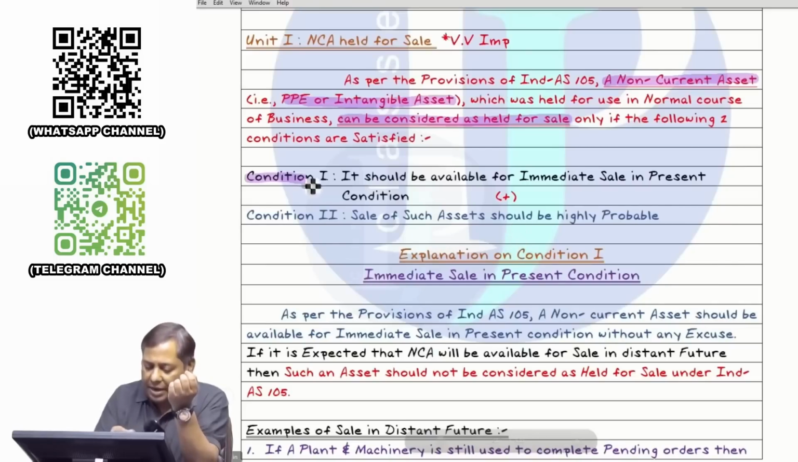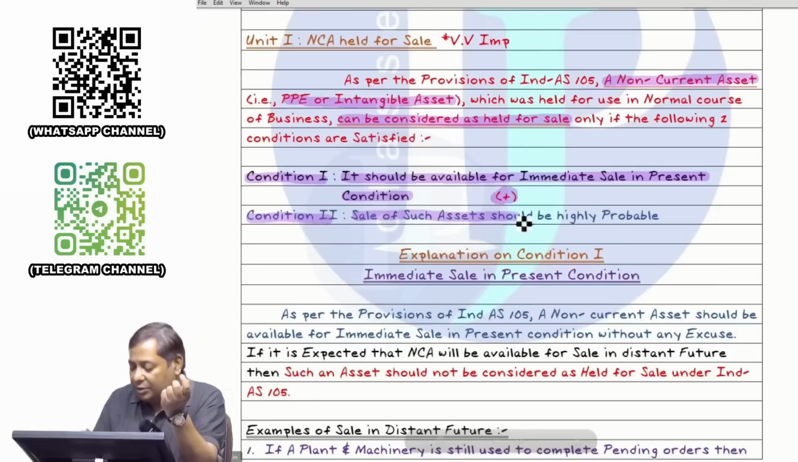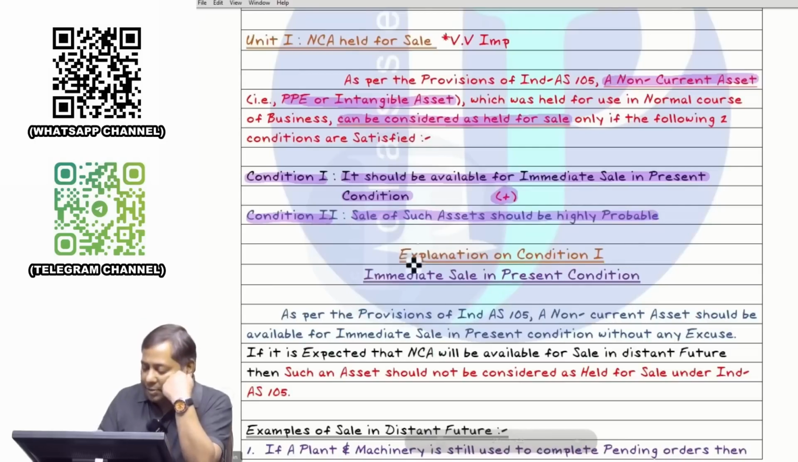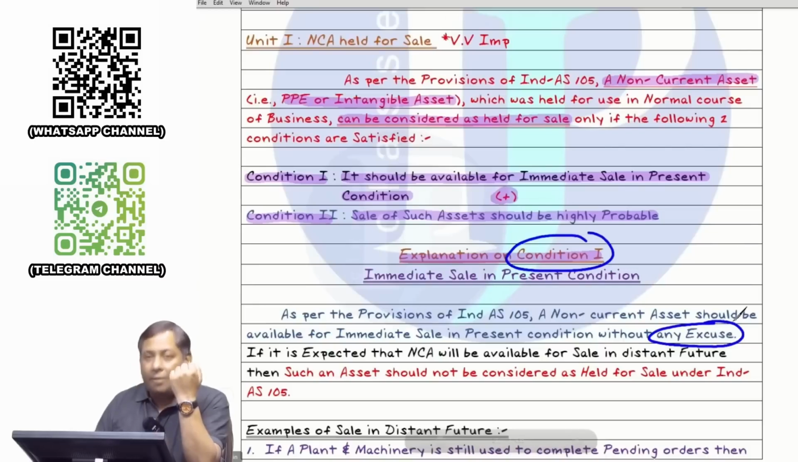So the first condition is it should be available for immediate sale in the present condition. See, it's a plus sign, not or. Both conditions are important. Second condition, the sale of such asset should be highly probable. And then I had given you the explanation. Which explanation? The first condition, that you should not have any excuse. And then I gave you some examples of excuse.